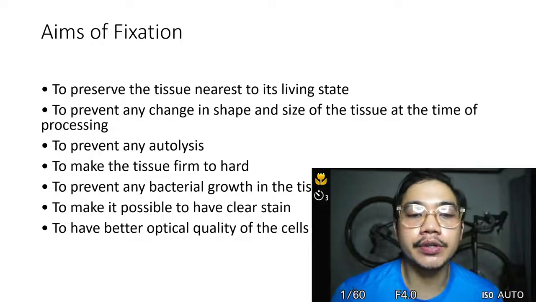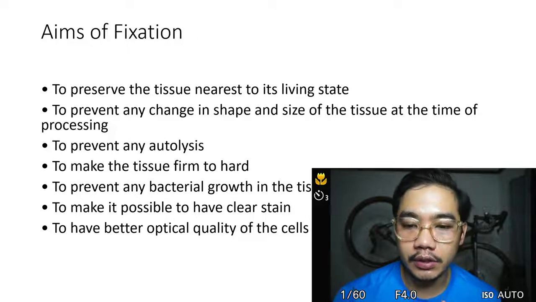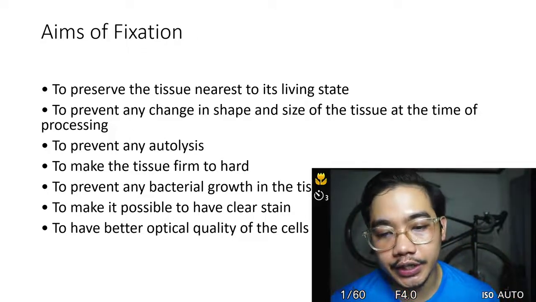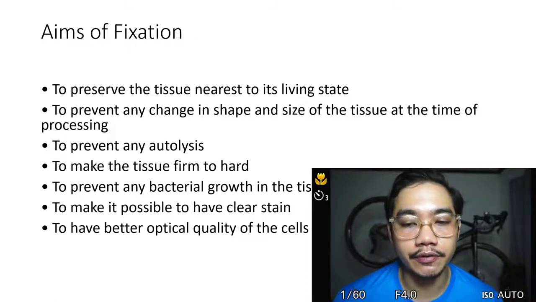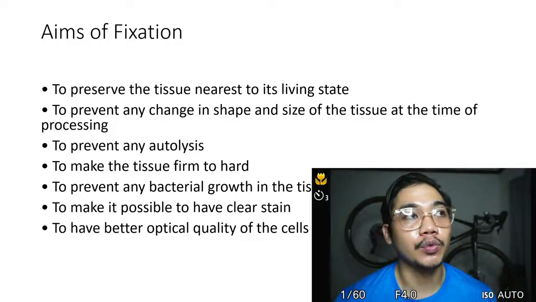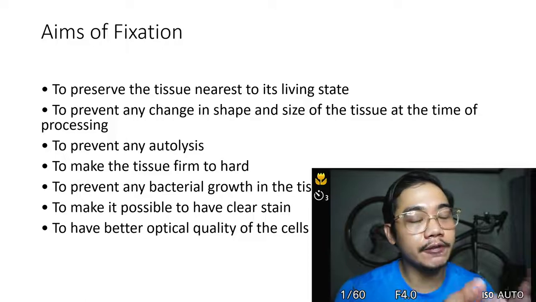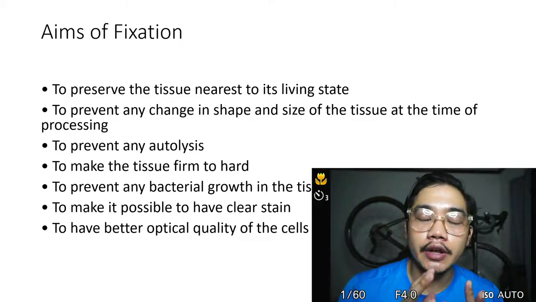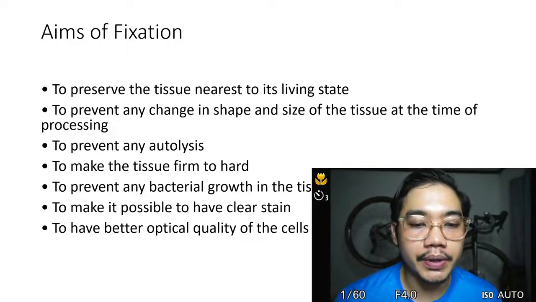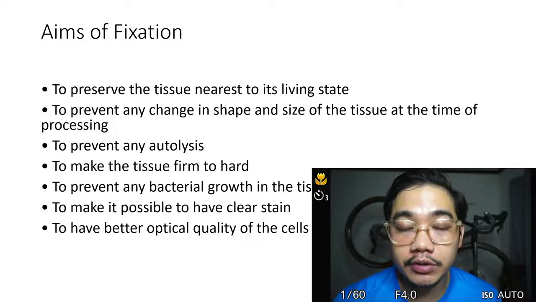Like I said earlier, to preserve the tissue nearest to its living state, we fix it at a point in time nearest to its living state, to prevent any change in shape and size of the tissue at the time of processing, to prevent autolysis, which is what happens when you use up all the ATP, no? So individually it is apoptosis, and as a whole in a tissue, you can call it autolysis. Fixation also makes the tissue firm to hard, which is beneficial when processing it.